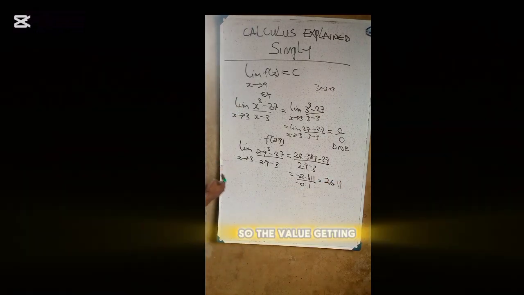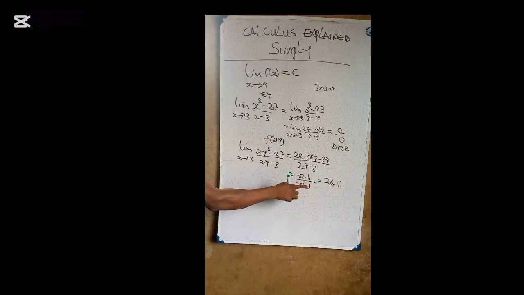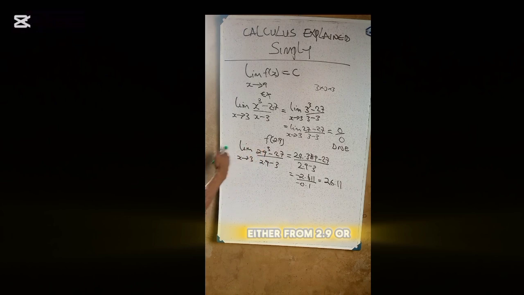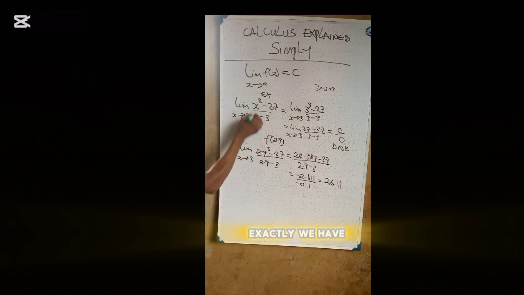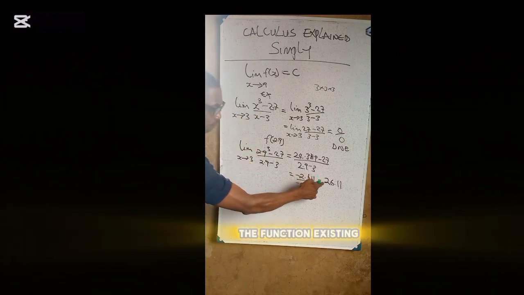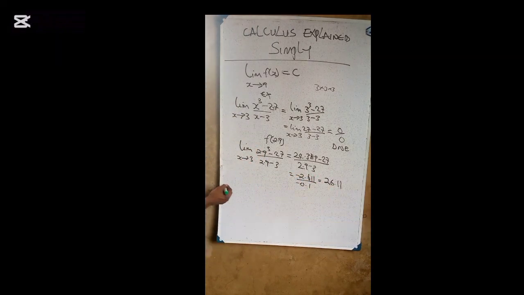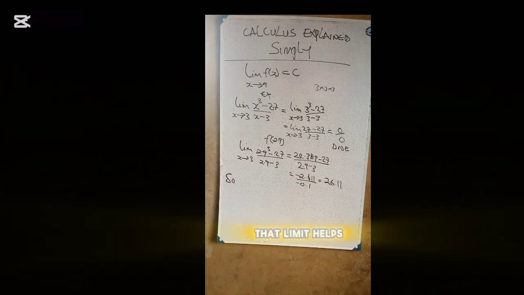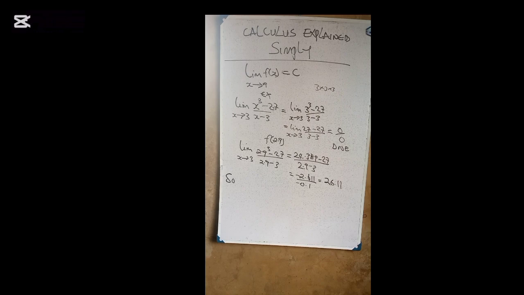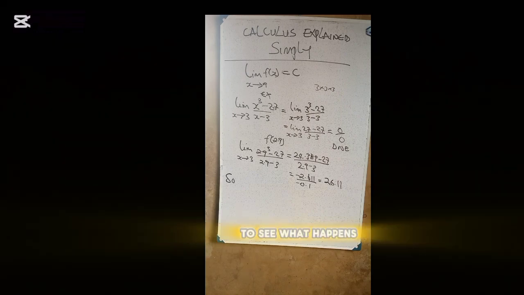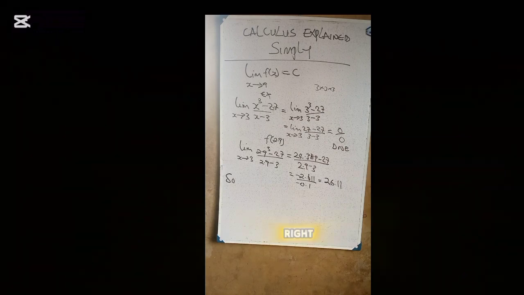So with the value getting very close to 3, the function exists. Either from 2.9 or 3.0, outside 3 exactly, we have the function existing. So we can say that limit helps you to evaluate a function. It will allow you to see what happens as x approaches 3. Right?